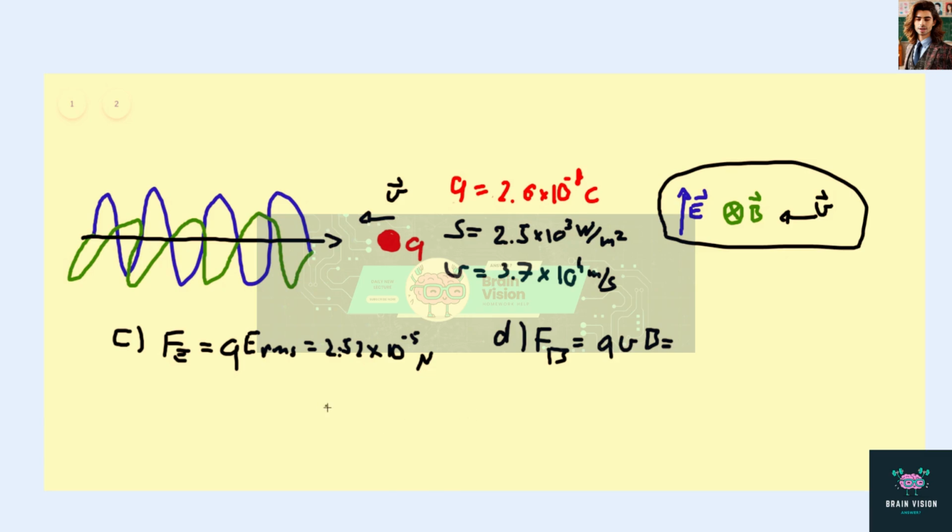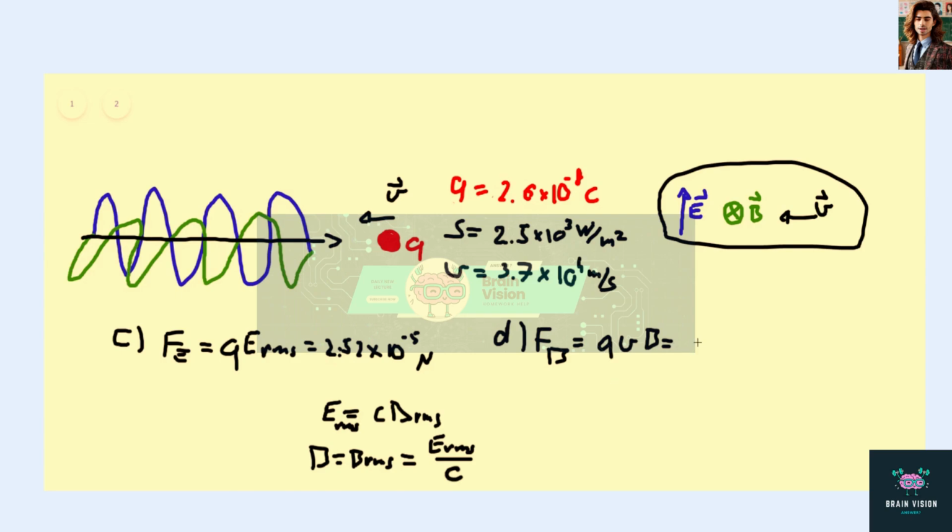But we do know that E_rms for an electromagnetic wave is related to the RMS magnetic field through this formula. So from this, we can work out that B, which is going to be equivalent to B_rms for our purposes here, is equal to E_rms over c.